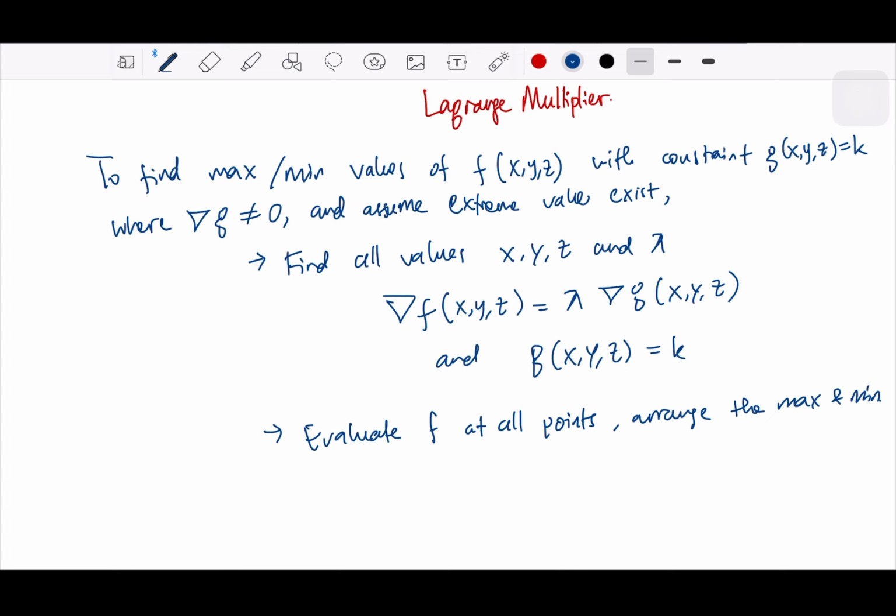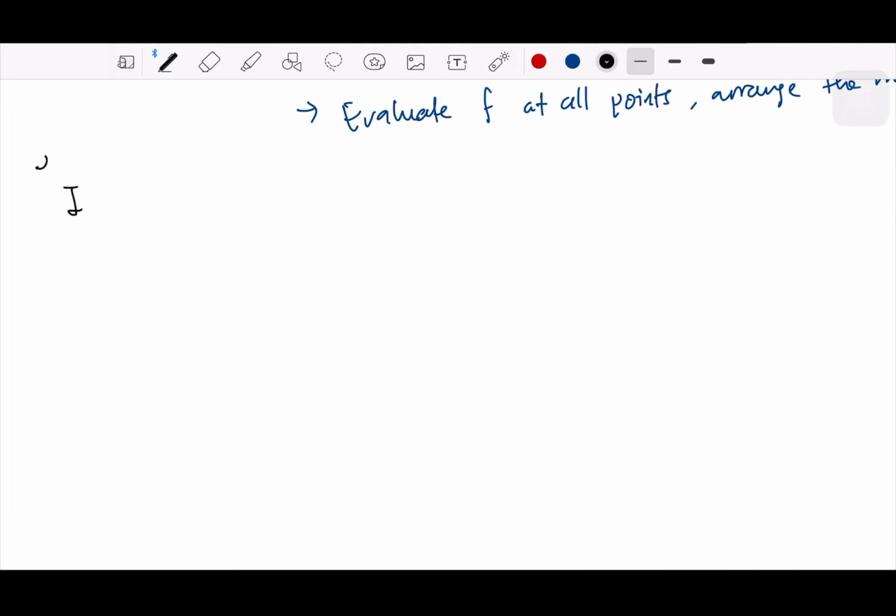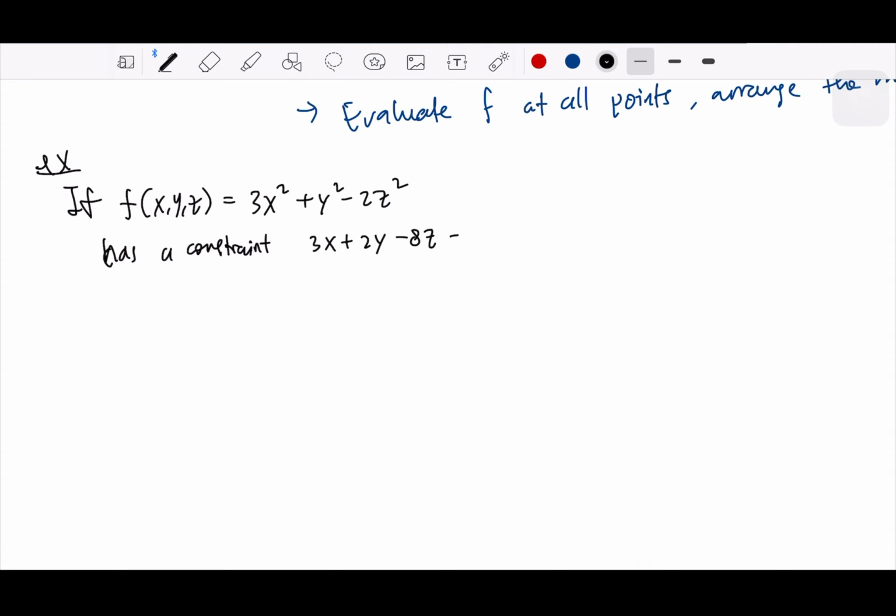Okay, let's try some example. So, for example, the function that we are going to evaluate is f, having 3x squared plus y squared minus 2z squared, okay, and it has a constraint. So this will be f, this will be g, okay?